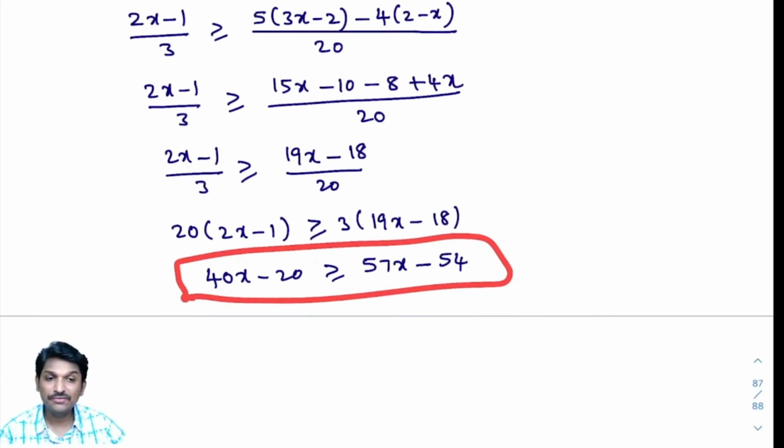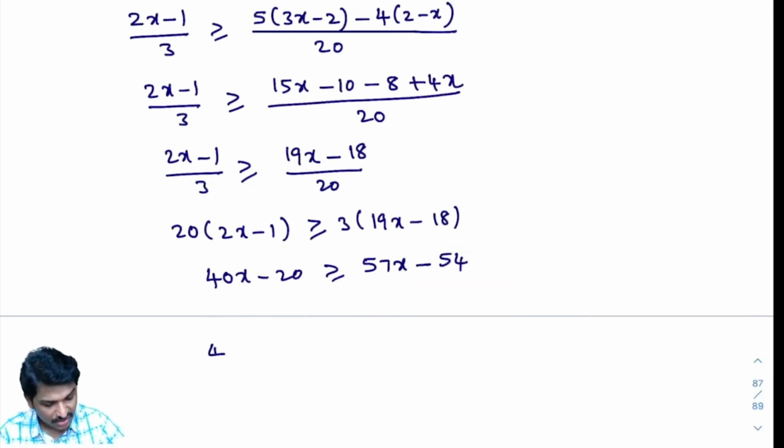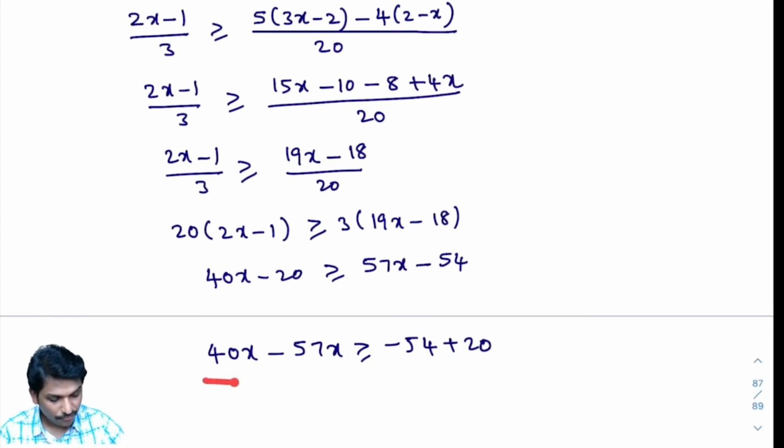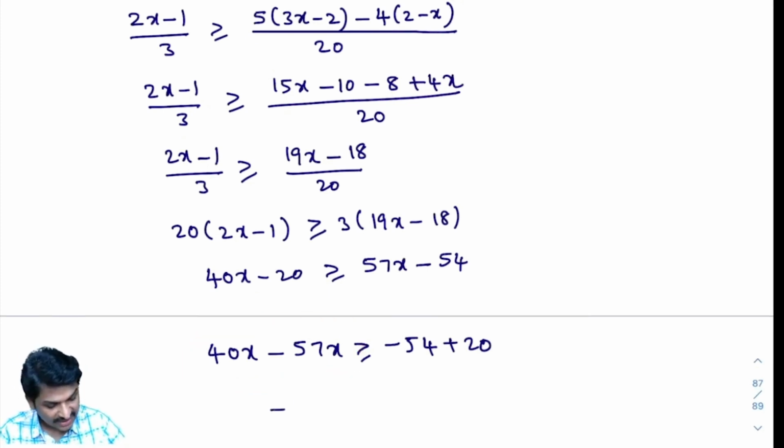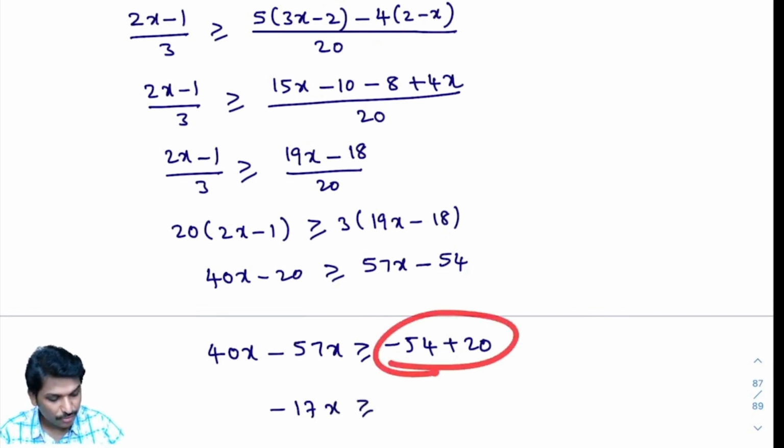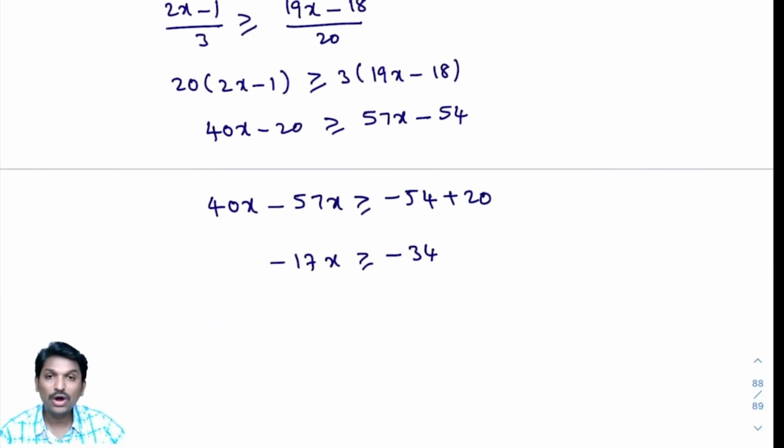Right, now to simplify this further, what I'll do, I'll write all x terms on one side. That means 40x minus 57x is greater than or equal to minus 54 plus 20. Okay, 40x minus 57x, this is minus 17x. Minus 17x is greater than or equal to minus 54 plus 20, that is minus 34. Okay, now what do I want actually?